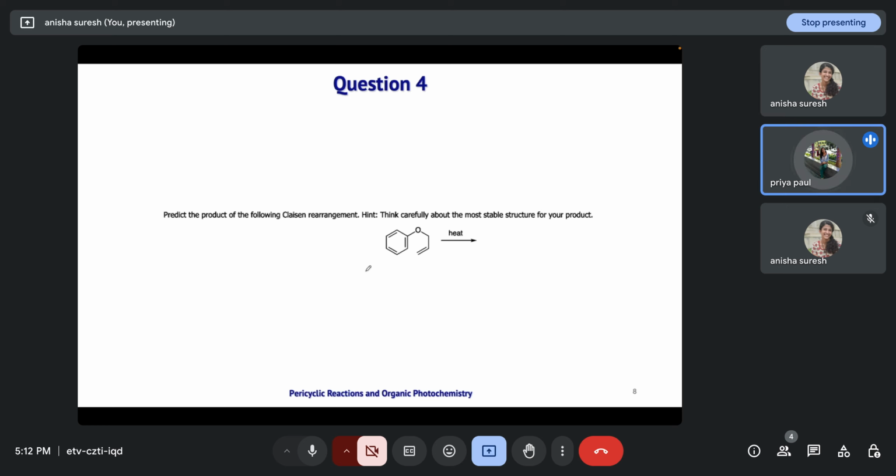Are we getting 2-propylene phenol, or ortho-propylene phenol? I will just draw the mechanism. We will see.